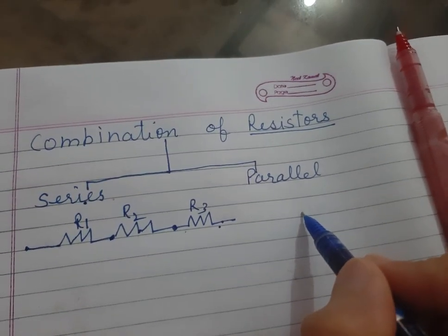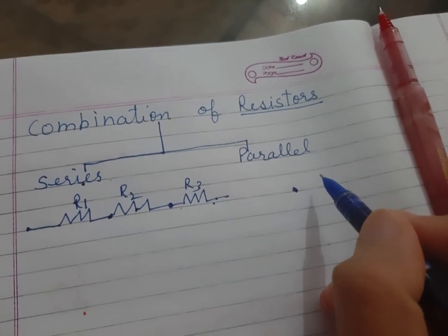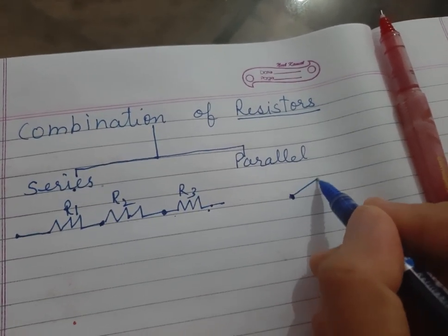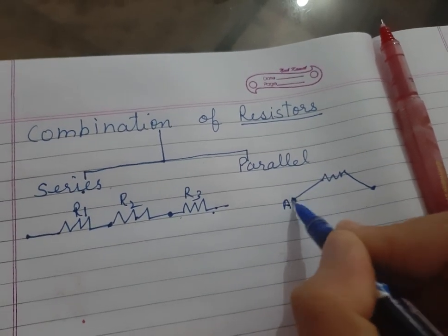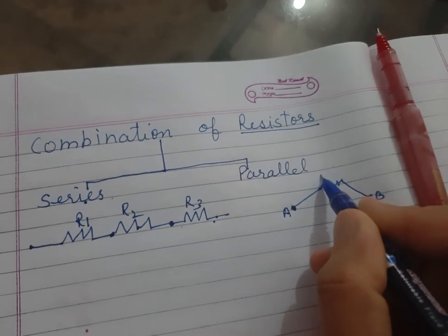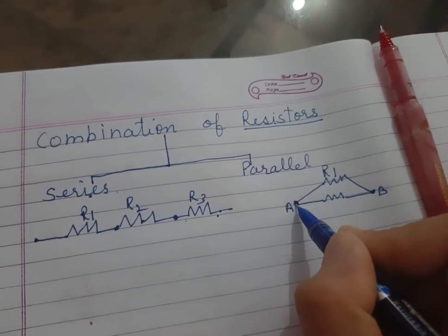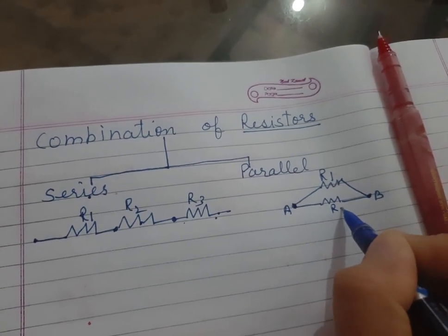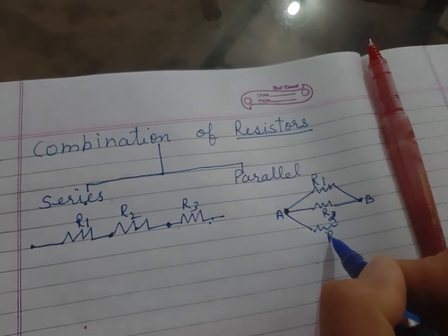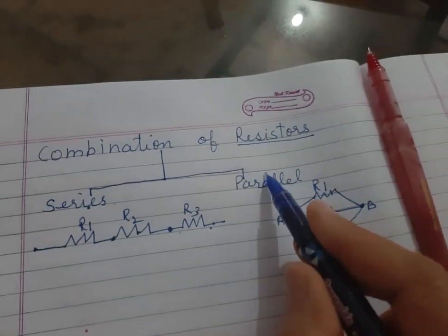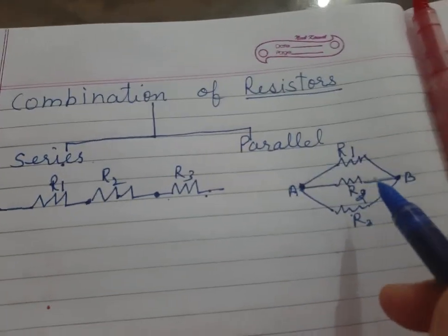In the case of the parallel combination, the resistors are arranged in the form of a ladder. It means their starting point is common. Suppose this is the first resistor, R1. This is the starting point and this is the end point. Again, this is the second resistor, and again the starting point is common and the end point is common. If we add one more, again the starting point is common and the end point is common. This type of combination of resistors is known as the parallel combination of resistors.